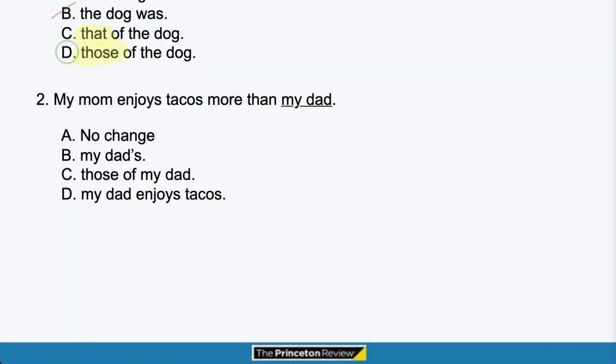Okay, so let's look at the next question. My mom enjoys tacos more than my dad. So now we're dealing with tacos. And remember, we want it to be totally clear who's doing what, and in this case, enjoying what. So mom enjoys tacos more than dad. Well, the way that this is written, can you think of what type of faulty comparison we're dealing with?